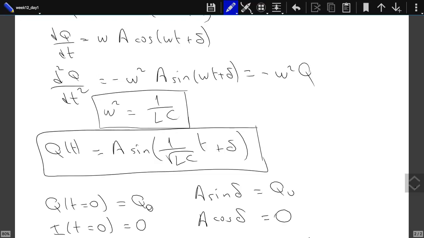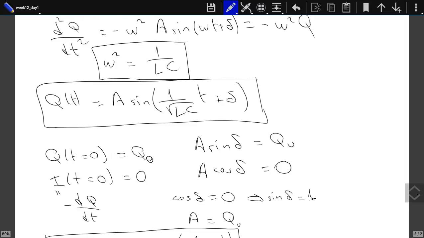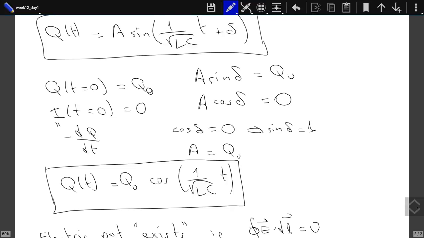If you remember your mechanics courses, to find the position of an object at a given time, you had to know the initial position and the initial velocity. Without that, you couldn't determine the final position. Just like that, if you want to determine the charge at a given time t, you have to know the initial charge and the initial current in your circuit. We already know that the initial charge is Q0, and the initial current is 0. The initial current is nothing but the derivative of the charge as a function of time. So those two conditions tell us that A sine delta is Q0, and A cosine delta is 0.